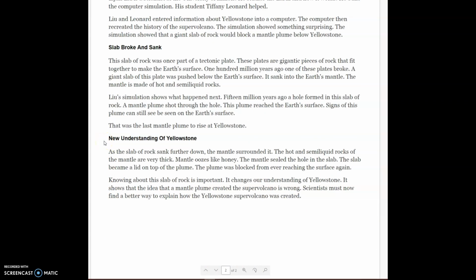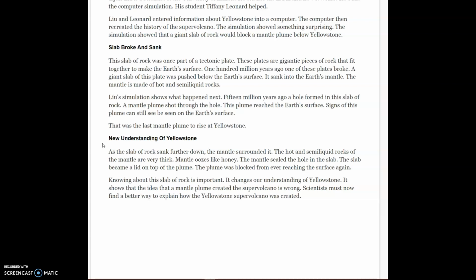New understanding of Yellowstone. As the slab of rock sank further down, the mantle surrounded it. The hot and semi-liquid rocks of the mantle are very thick. Mantle oozes like honey. The mantle sealed the hole in the slab. The slab became a lid on the top of the plume. The plume was blocked from ever reaching the surface again.